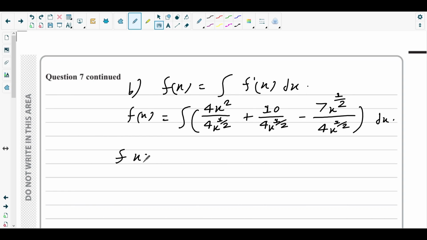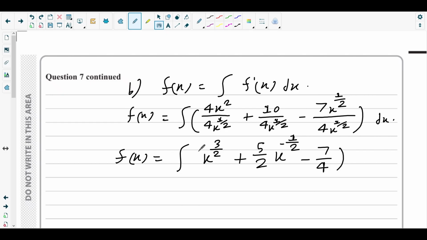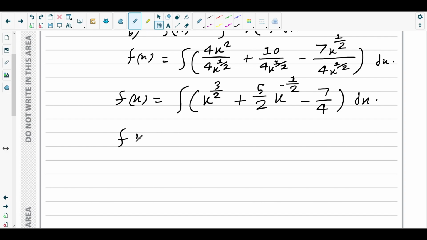Okay, so f of x would be 4 over 4, it cancels out, so x to the power 2 minus half, that would give you 1.5, which is 3 over 2, plus 10 over 4, it is 5 over 2, and x is in the denominator, so it will be x to the power negative half, and then negative 7 over 4, and in the denominator x to the power half cancels out. So we have to integrate this expression to get f of x.